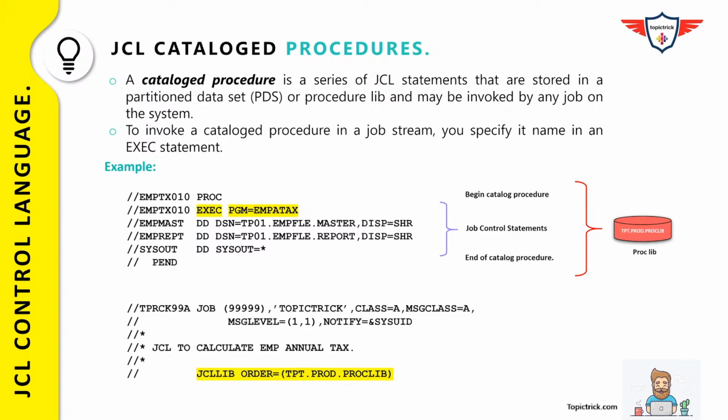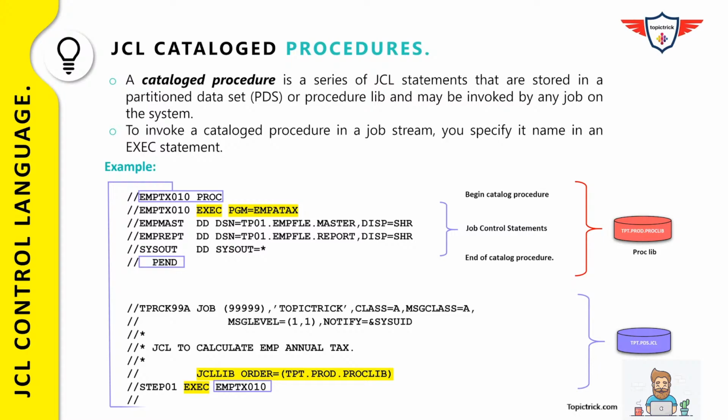So JCLLIB is actually used to provide your personal PDS where you have stored the catalog procedure. So whenever you create a catalog procedure and you store it in your personal PDS, then you should always use JCLLIB before invoking that catalog procedure. Otherwise, the job will fail because the system by default tries to look for your catalog procedure in system libraries, that is SYS1.PROCLIB. And always remember that the JCLLIB statement should be specified after the JOB statement and before the first EXEC statement, the way I have done in this particular JCL.